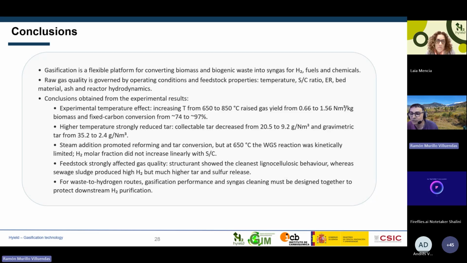Steam addition also promoted reforming and tar conversion, although at 650 degrees Celsius, the water-gas shift reaction was kinetically limited. As a result, hydrogen concentration did not increase linearly with steam to carbon ratio. Finally, the feedstock had a clear effect on gas quality. Olive stone showed the cleanest behavior among the lignocellulosic materials, whereas sewage sludge produced high hydrogen concentration, but also much higher tar and sulfur release.